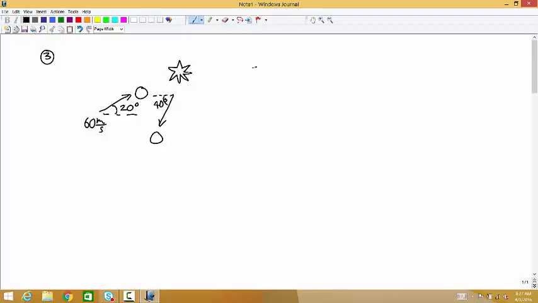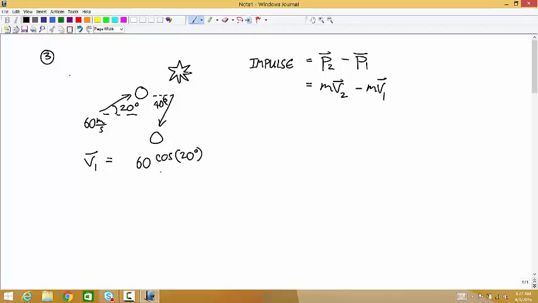And so we know that the impulse over that interval is equal to the momentum at instant 2 minus the momentum at instant 1. So we have to come up with those momentum vectors. And those are equal to the mass times the velocity at instant 2 minus the mass times the velocity at instant 1. At instant 1, the velocity is 60 times cosine of 20, sine of 20. Can someone tell me what those components are?